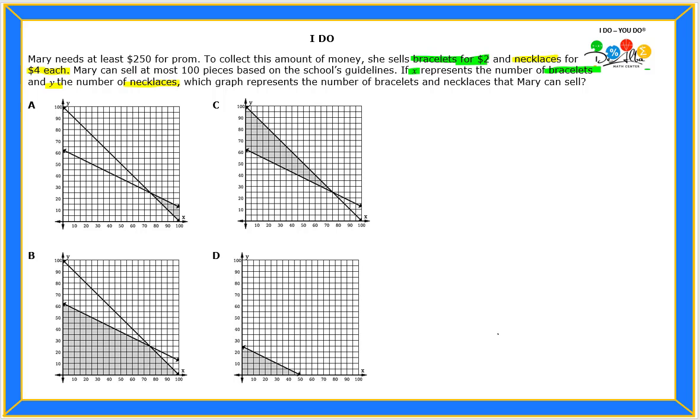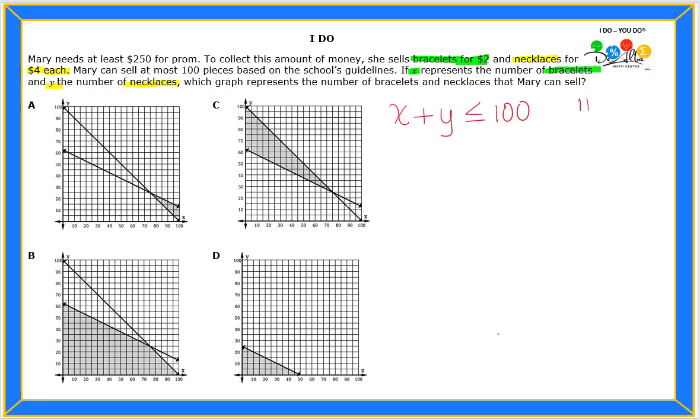Okay, so let's start with the number of items that she can sell. According to the school guidelines, she can sell at most 100 pieces. That means that if you add the number of bracelets and the number of necklaces, because that's X and Y, that amount cannot be over 100. It can be equal to 100, but not more than that. So that's going to be X plus Y less than or equal to 100.